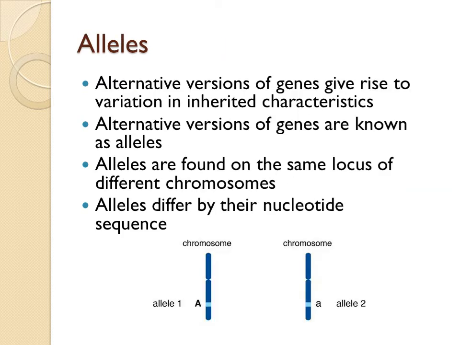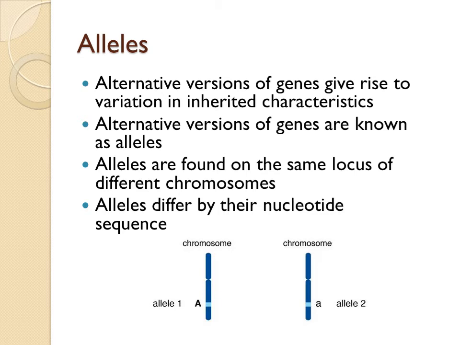Next, alleles. We know chromosomes occur in pairs. For example, in humans, there are 23 pairs of chromosomes. If we consider one pair, or what we call a homologous pair, in a particular locus, the gene present in the two chromosomes can be different. These alternative versions of genes at a particular locus of a homologous pair of chromosomes are called alleles. They differ by their nucleotide sequence and therefore could result in producing two different proteins.